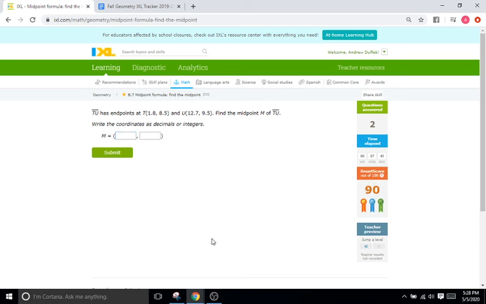But again, use the midpoint formula. You're just adding both x's together and dividing by 2, and then you're adding both y's together and then dividing by 2. That's all you're doing to find the midpoint between two points, okay?